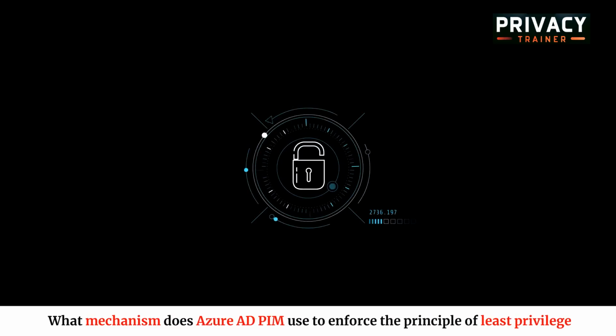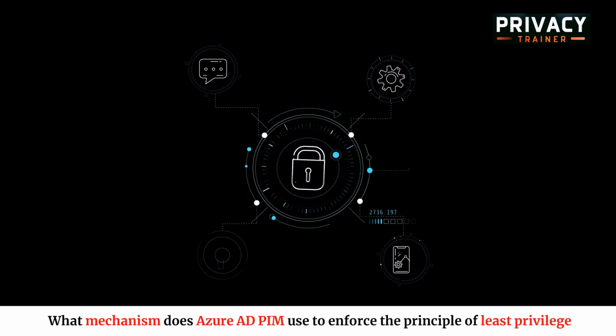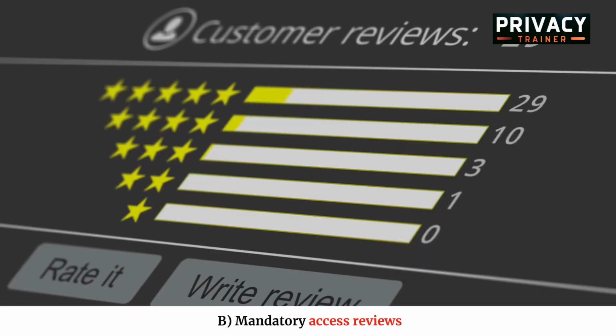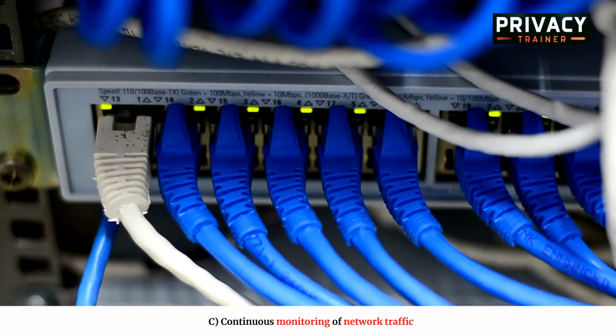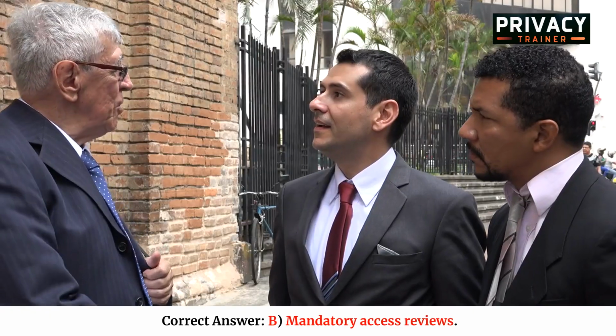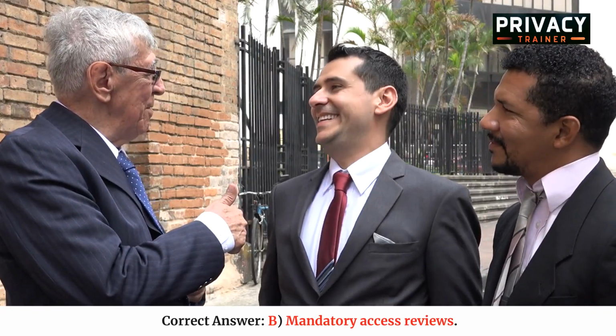What mechanism does Azure AD PIM use to enforce the principle of least privilege? A. Periodic password resets. B. Mandatory access reviews. C. Continuous monitoring of network traffic. D. Encryption of sensitive data. Correct answer: B. Mandatory access reviews.